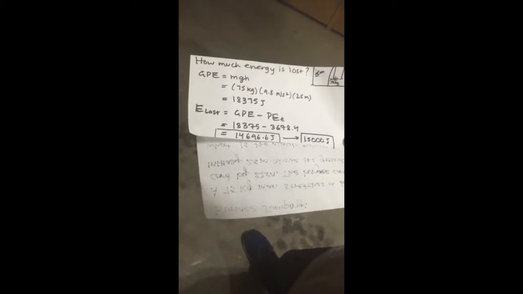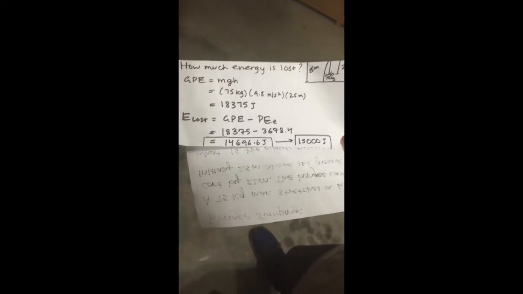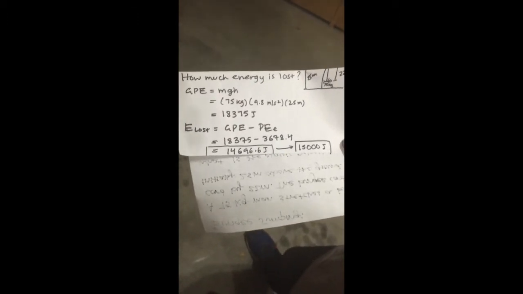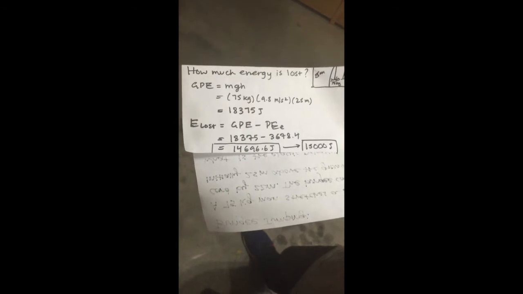Now, to calculate the energy lost during the transfer, we want to subtract the elastic potential energy from the gravitational potential energy, because in the ideal world, these two would be equal. So the energy lost with the correct number of sig figs comes out to approximately 15,000 joules. So although it may seem that a lot of energy was lost, it may have happened due to factors such as thermal, friction, and sound energy, factors which we cannot see with our own eyes.